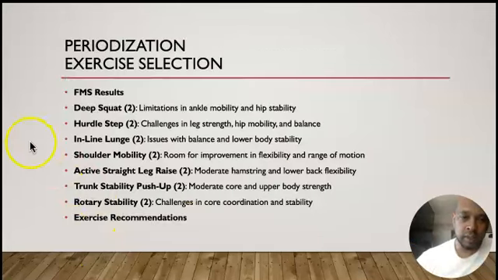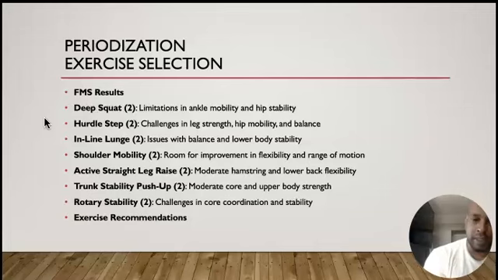Right, so in regards to the periodization and his exercise selection, based on his FMS results, his deep squat we gave him a 2; he did have limitations in his ankle mobility and hip stability. His hurdle step, I gave him a 2. He had challenges in leg strength, hip mobility, and balance. His inline lunge, he had issues with balance and stability, so I gave him a 2 for that.